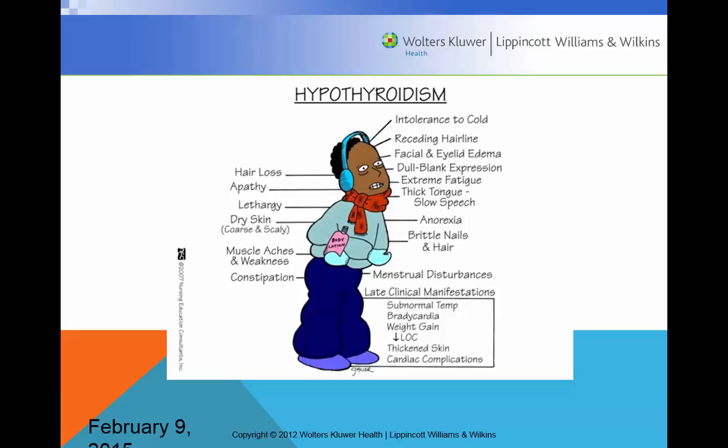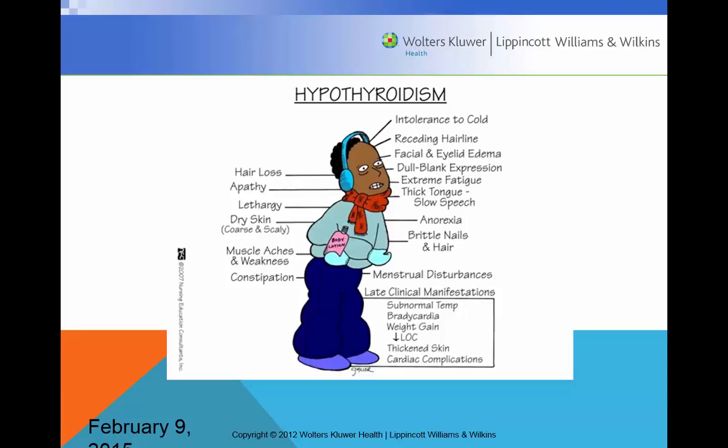And then for hypothyroidism, this is Flo Slow, the cold hypo. Notice that intolerance to cold, they're freezing all the time. They have a receding hairline, facial and eyelid edema, a dull blank expression, extreme fatigue, thick tongue, slow speech, anorexia, but even with the anorexia, they're going to have weight gain a lot of times. Notice that the weight gain is in the late clinical manifestations, but they may say they're just not really all that hungry and they don't eat very much, but they always are gaining weight.